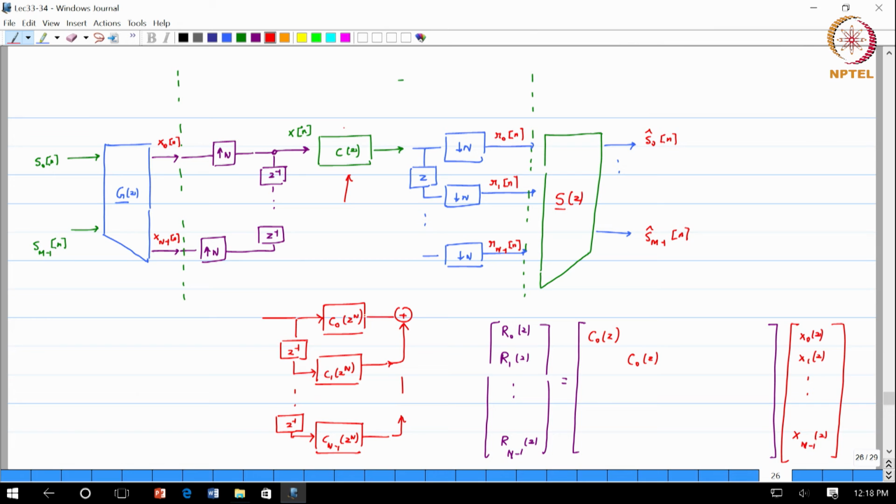Which of these branches will survive? C1, only C1 survives. So, basically this becomes C1. Okay. Now, if you go in and complete the rest of this matrix, you will find that all the main diagonal elements are C naught of z.